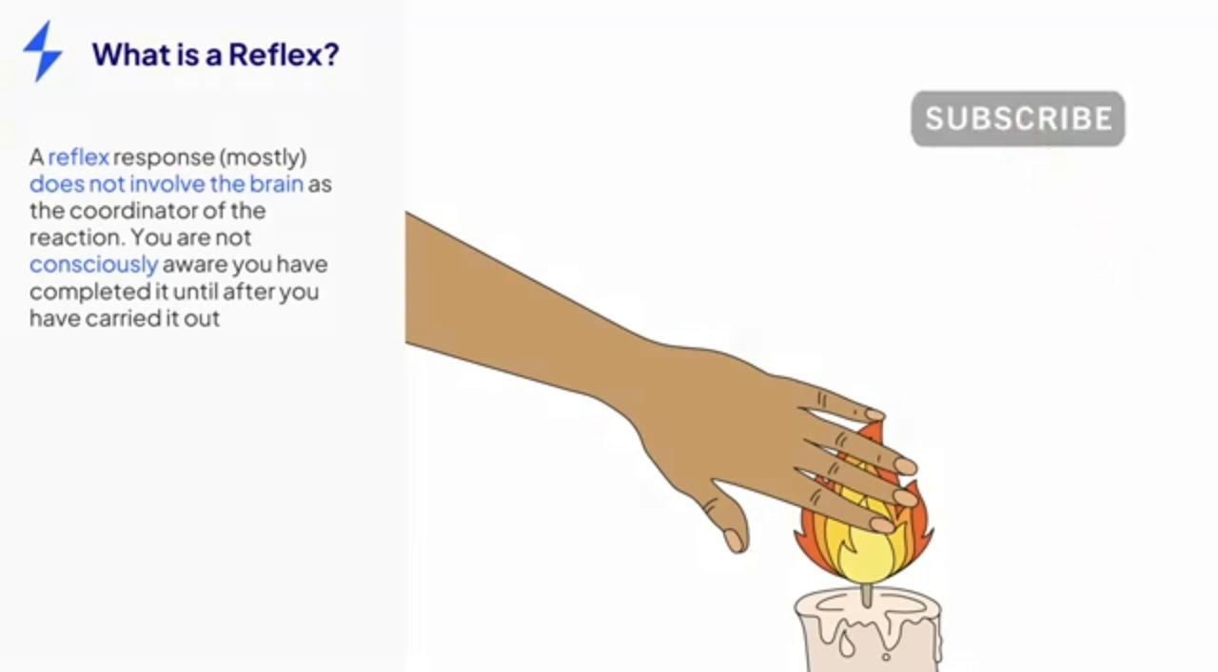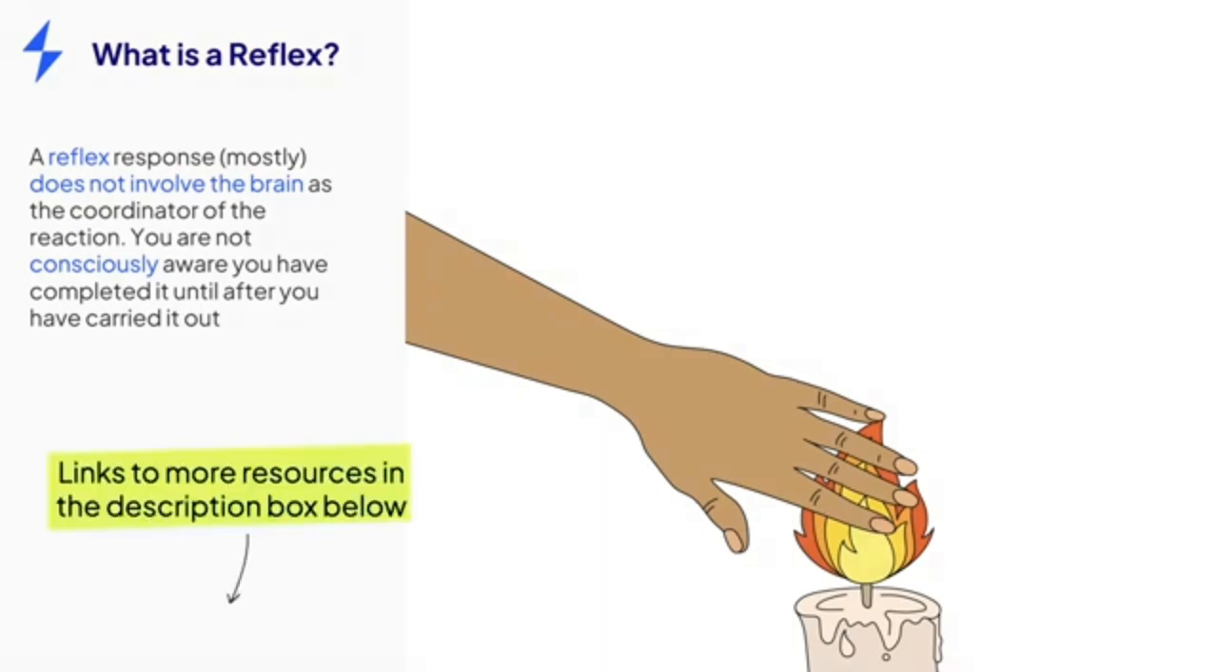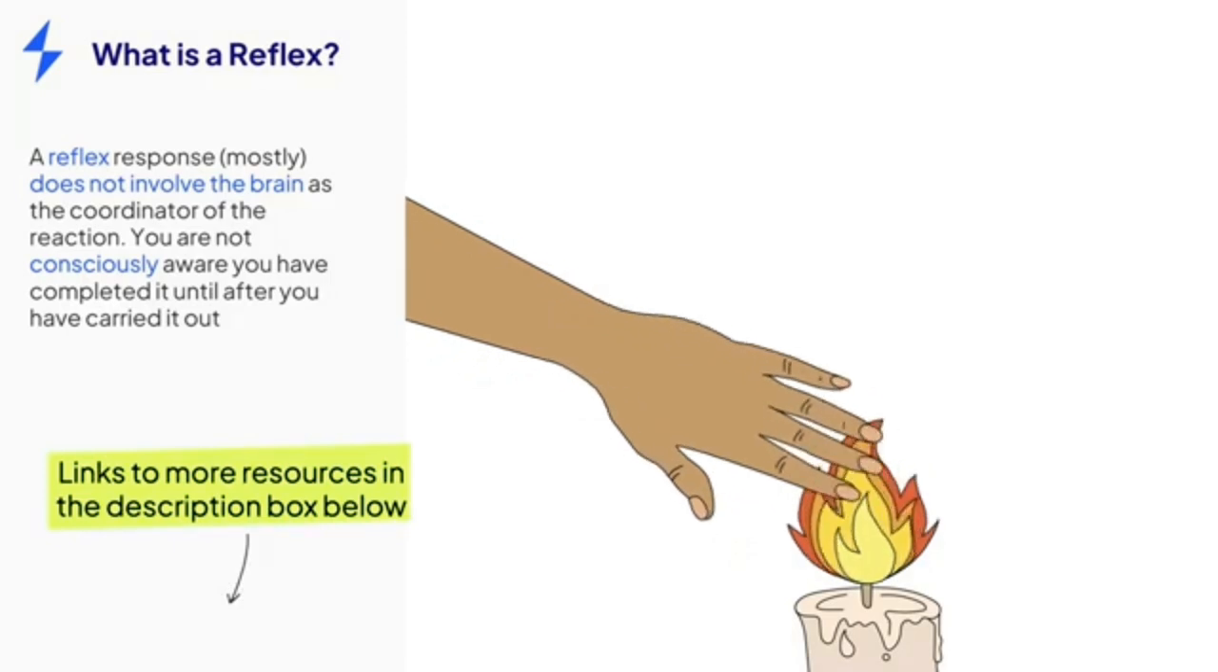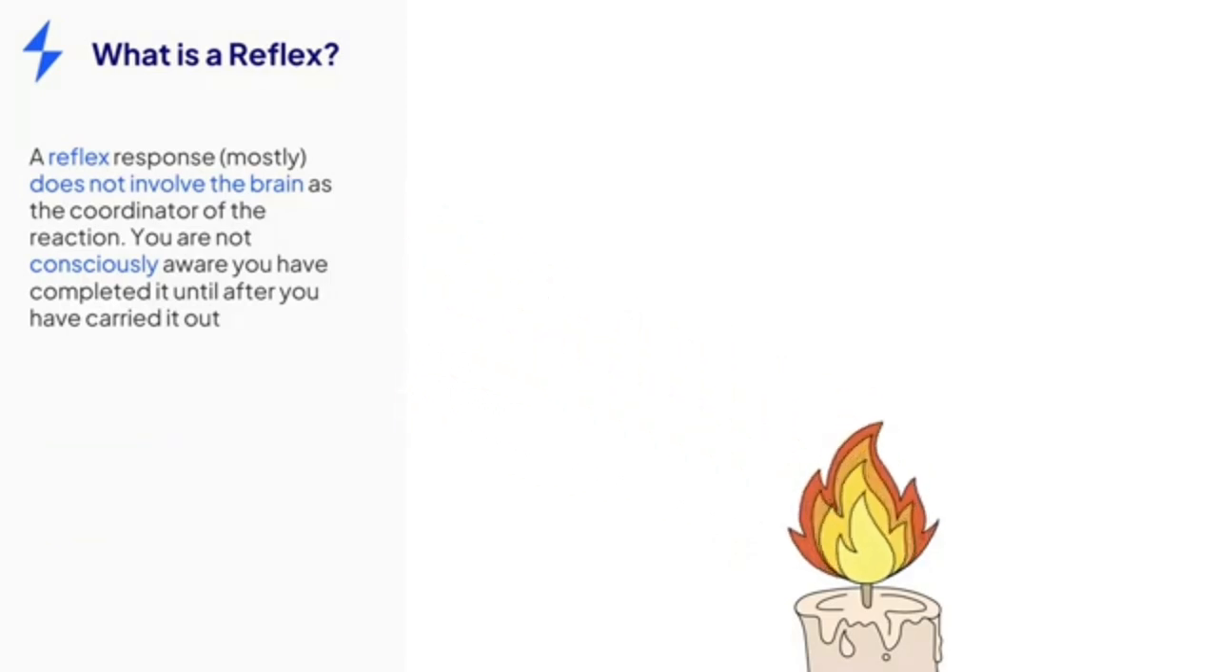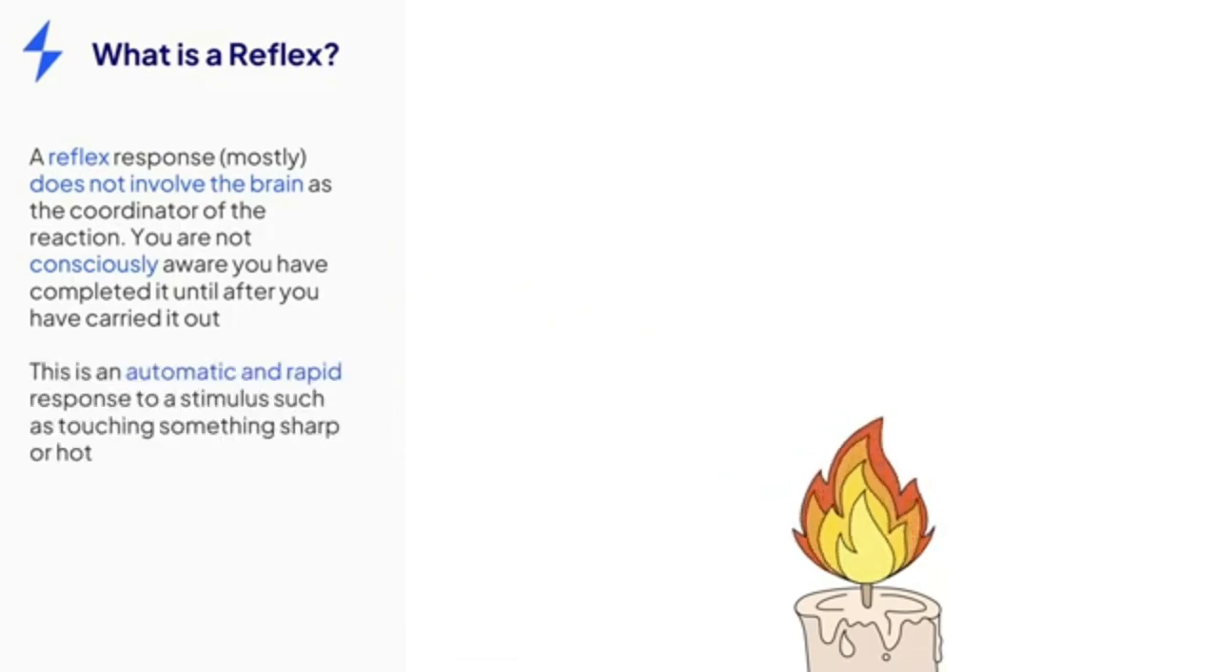A reflex response differs from a voluntary response because it does not have to involve the brain as the coordinator. Reflex actions are involuntary or automatic, meaning they happen without you consciously deciding to carry out the response. They are also very rapid. The most common purpose of a reflex is to protect the body from potential damage, such as touching a hot surface.